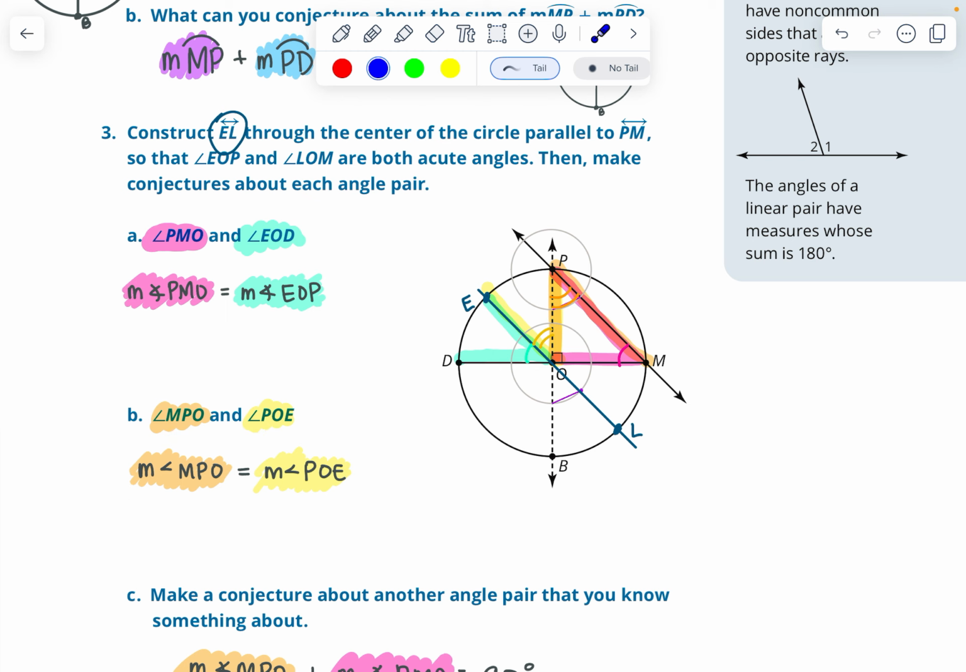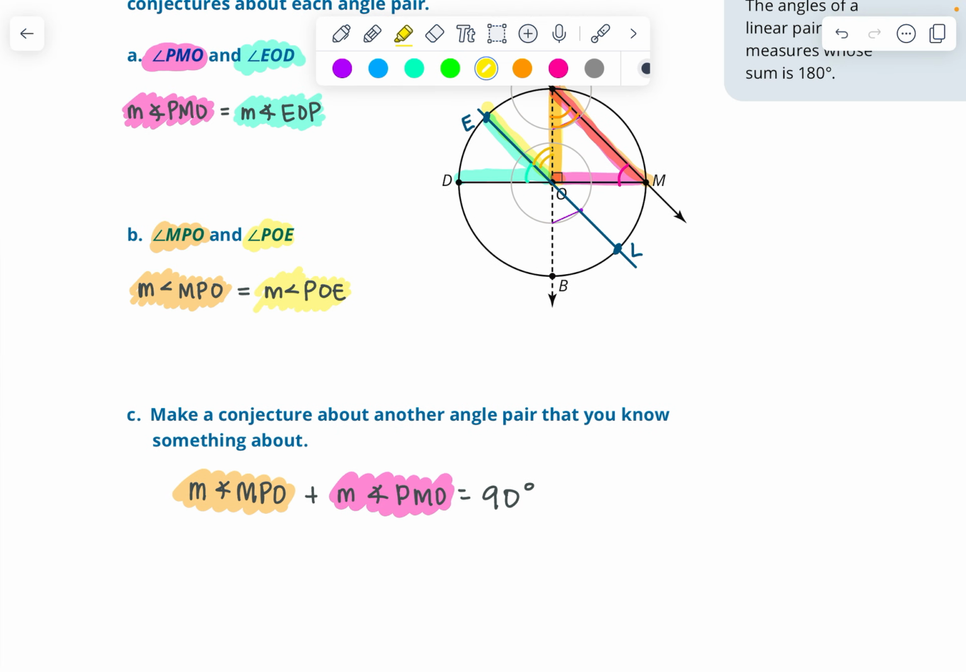Make a conjecture about another angle pair you know something about. This angle here and this angle here, if you add them together, they will give you 90 degrees. And they're also equal to each other. So this angle and this angle are equal to each other, which we knew from before. So this is 45 degrees. That's 45 degrees. All right, so we could say that we could add them to equal 90, but they also are just 45 degrees. So they both equal each other, and they're both 45 degrees.